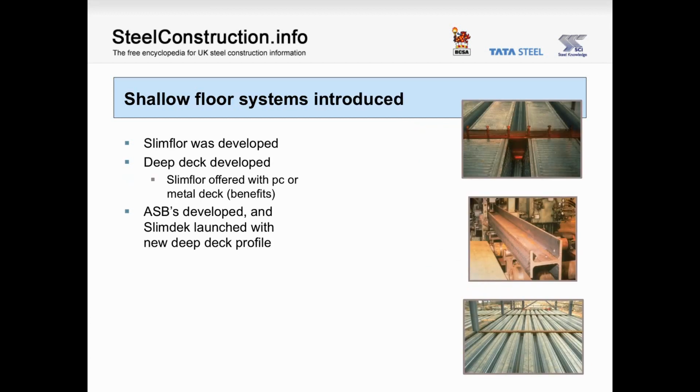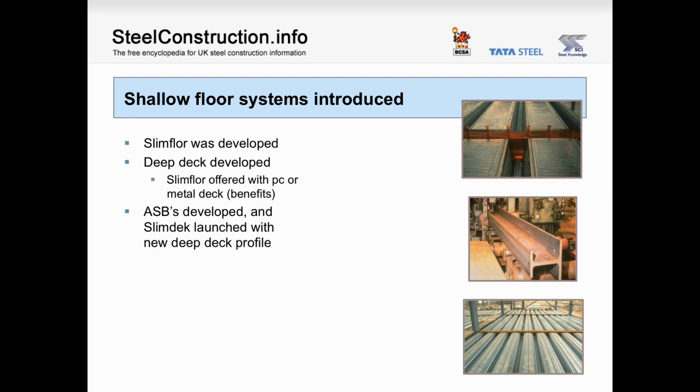Shallow flooring systems were also developed, starting with slim floor, where a UC section had a plate welded to the bottom flange and shear studs fixed to the top flange. The fabricated beam was then cast within the floor slab, resulting in a shallow floor construction.